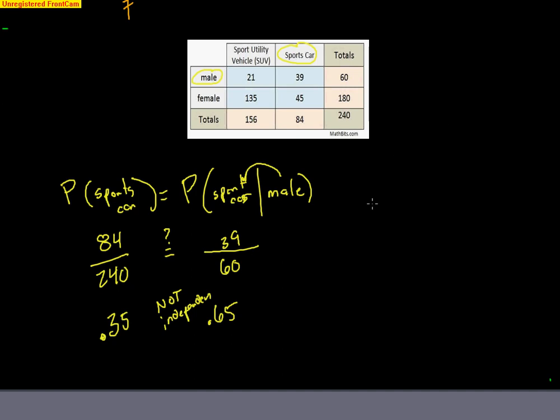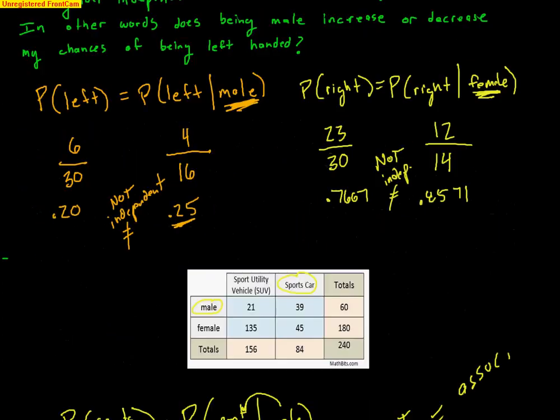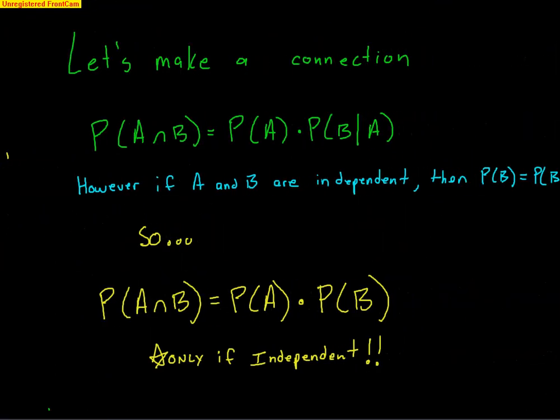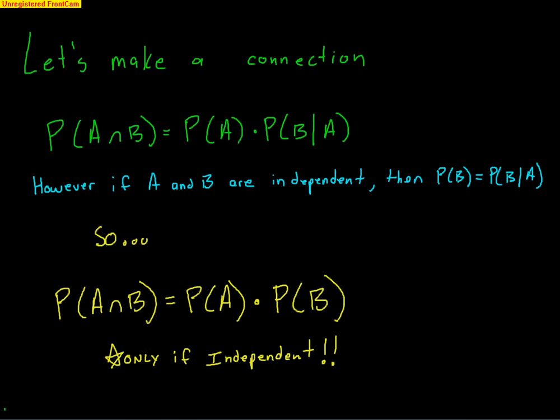So keep in mind that not independent equals an association. Right? If two variables are not independent, then that means that they are associated. One impacts the other. Very, very simple. Okay, so we went through two examples, and hopefully that was very, very easy. All right, now let's make a connection to something we learned earlier.